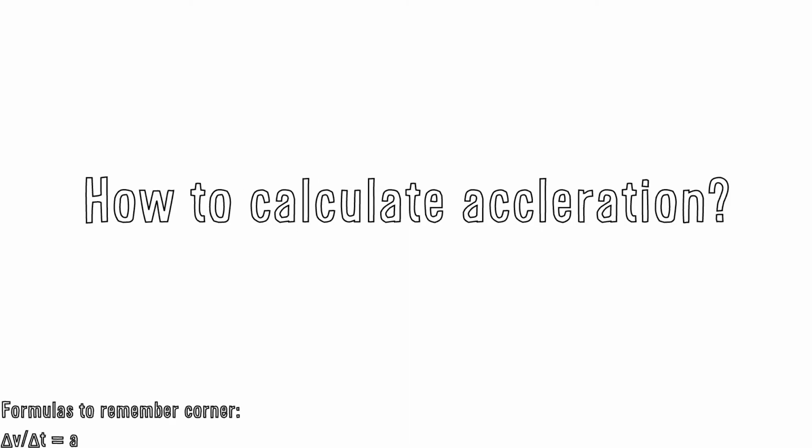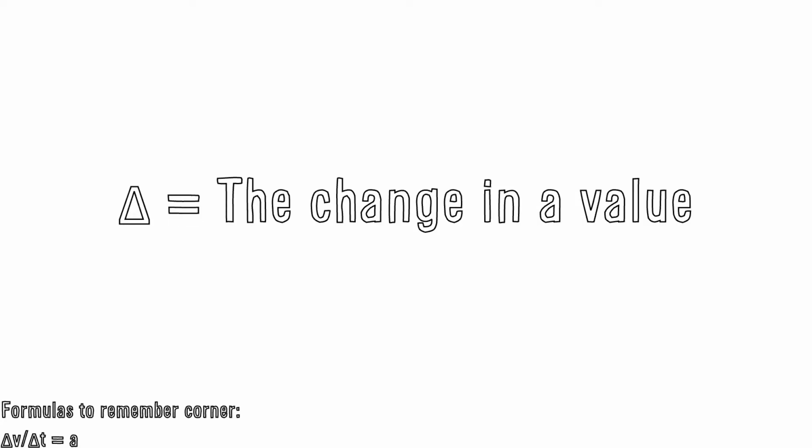Now for acceleration. To calculate acceleration, you'll need to get your delta time and your delta velocity. Once you have your delta time and your delta velocity, you simply divide your delta velocity by your delta time. Delta means the change, or the change in a value.